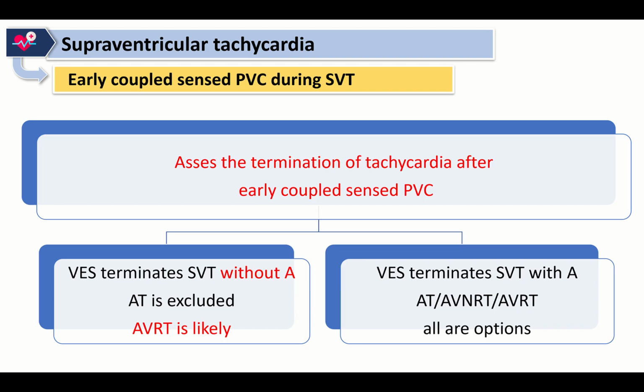When we use early coupled sensed BVC, it is not late coupled. It is not His synchronous BVC. Early coupled BVC assesses termination of tachycardia after the sensed BVC. If the SVT terminated without A, it is likely to be AVRT and unlikely to be atrial tach. But if termination with A, all options are there.